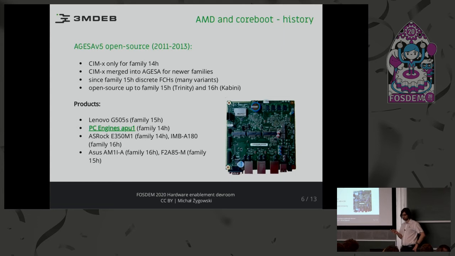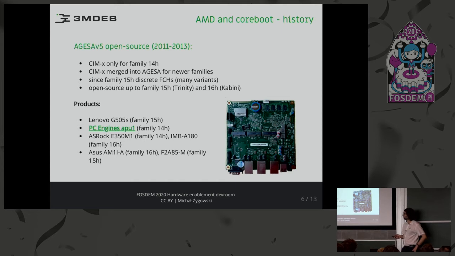For example, open source AGESA was introduced for family 15, the Trinity codename. For example, you can have family 15 support on Lenovo G505 and S, and for example on these Asus boards, and family 16h, which was codenamed Kabini, and some of the mainboards also supported, like those ASRock AMD A180.